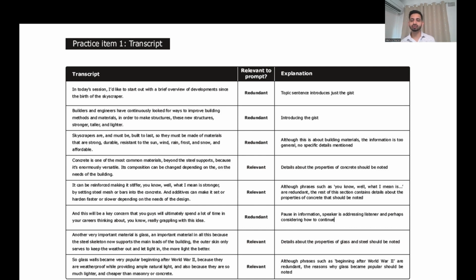Although phrases such as "well, what I mean" are redundant, the rest of this section contains details about the properties of concrete that should be noted down. And you should be noting it down on your erasable booklet. It kind of helps you to think about what are the things that you're listening to as well. So that's definitely going to help you. So while I'm listening to this, I will note this information down. Redundant information, I probably would not note anything down, but that's why it's really crucial for us to understand the prompt, and the prompt will help us to then go on and note down the information.